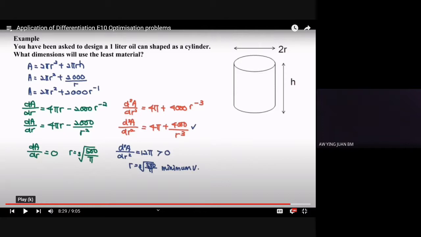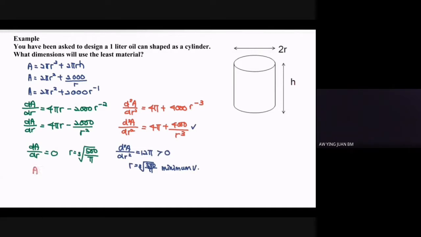Maksudnya kita nak apa? Kita nak dia punya area. Faham? Kita nak dia punya area. So kita perlu gantikan kita punya R ini ke dalam formula kita yang ada area. So yang ini. Then kita dapatlah berapa material yang kita perlu untuk buat silinder ini. In here, we need to substitute the value r into the function where A is equals to 2 pi r squared plus 2000 over r. So if we substitute the value, r is equals to cube root of 500 over pi, we will obtain A equals to 553.6 cm squared.